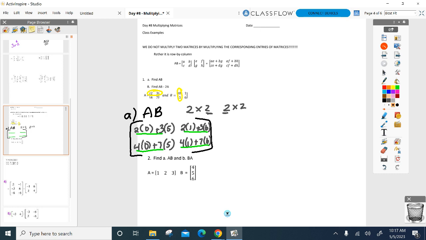Yeah, you should feel uncomfortable now. We got plenty more to practice here today. You should feel uncomfortable. And now it's all calculations. A row times a column. So we got 15, 20, 35, and 46.